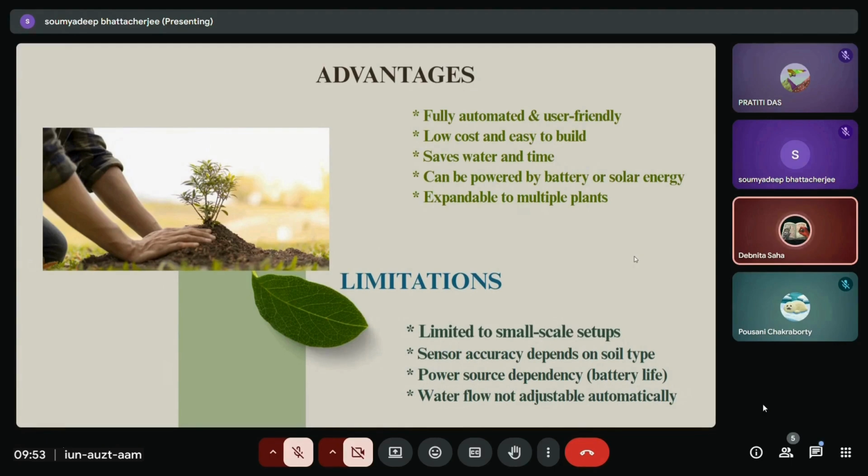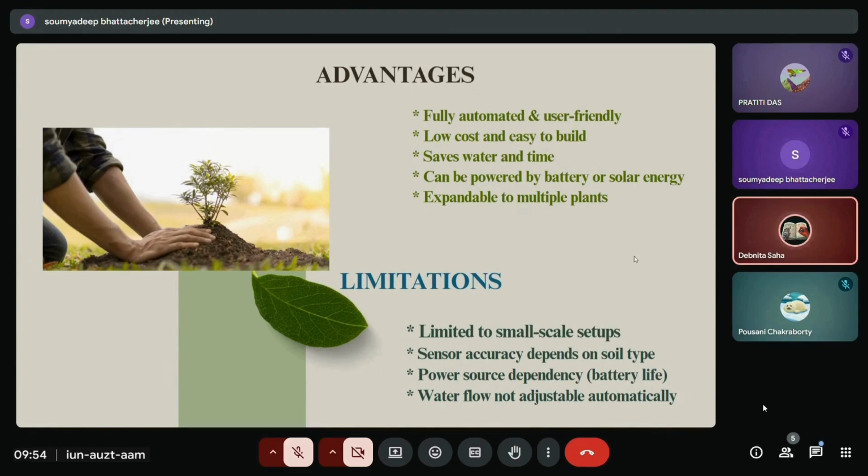Next, we come to sensor sensitivity. The soil moisture sensor readings depend heavily on soil type and environmental condition. If we take an example, sandy soil drains water faster than clay soil, which holds moisture longer. So, the same threshold value may not work for all kinds of soil. It has to be calibrated manually each time. Moreover, with time, sensors can get corroded or covered with minerals, reducing their accuracy. To improve this, we can use capacitive sensors instead of resistive ones, which are more stable and long lasting.